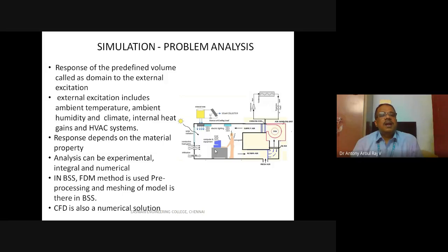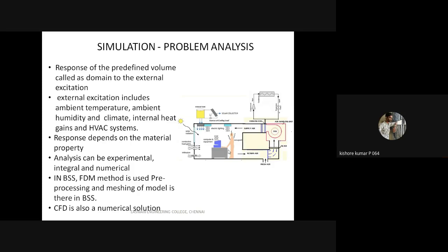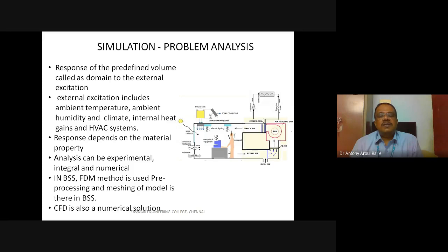And simulation need not always be theoretical, it can be experimental also. For an air conditioned building where you want to do the energy analysis, you can do the same thing with instrumentation. Most of you may be aware of that.